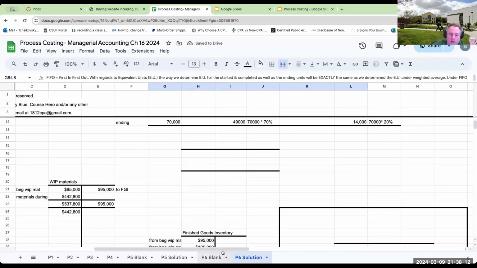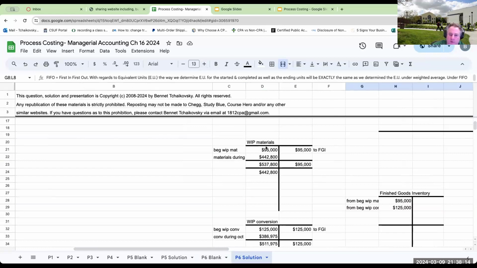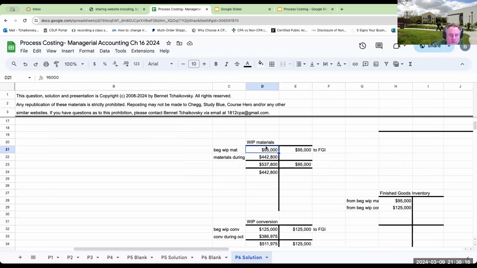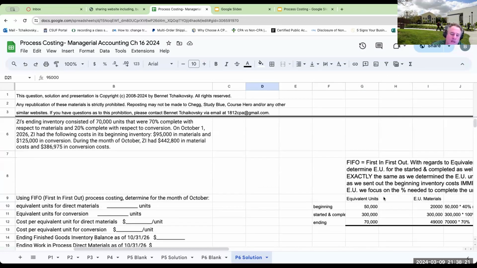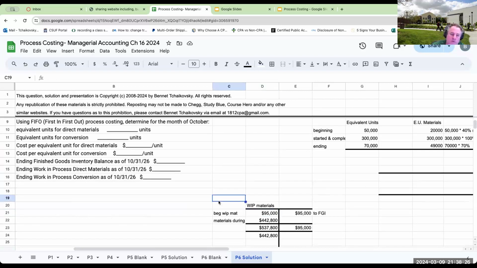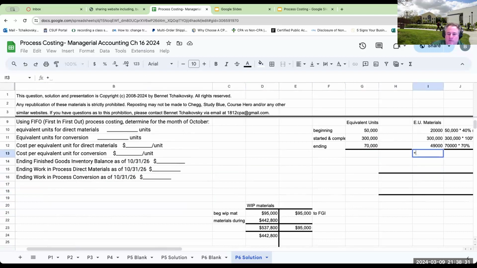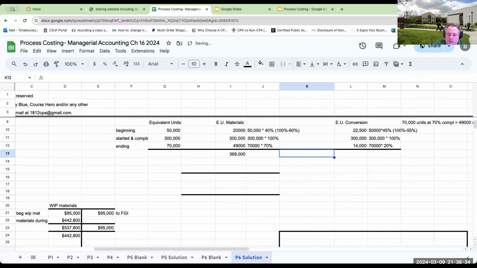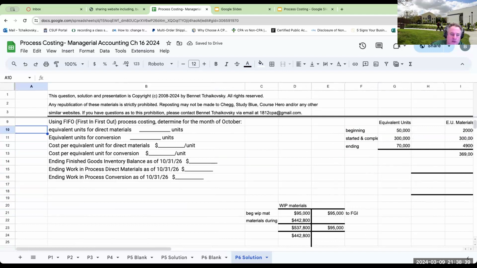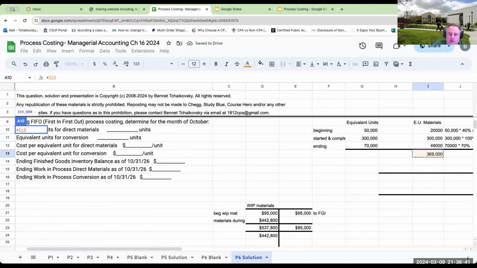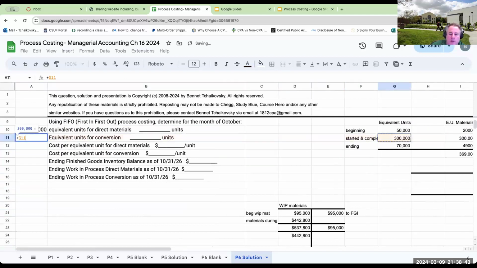But I can tell you right now, if you spend the time to go through to make the T accounts, you get rid of the beginning inventory costs. This is going to help you go through and do these problems. So let's go ahead and answer these questions. My equivalent units for materials are going to be 369,000. My equivalent units for conversion are going to be 336,500.